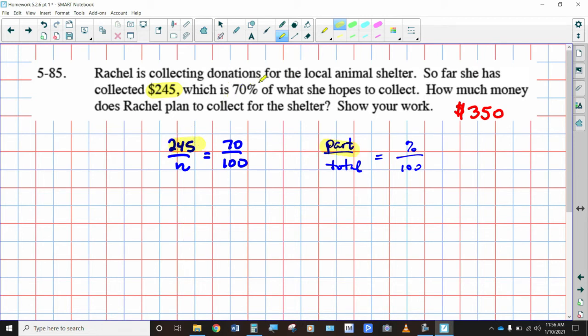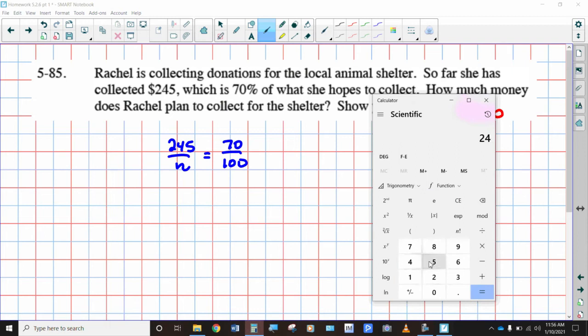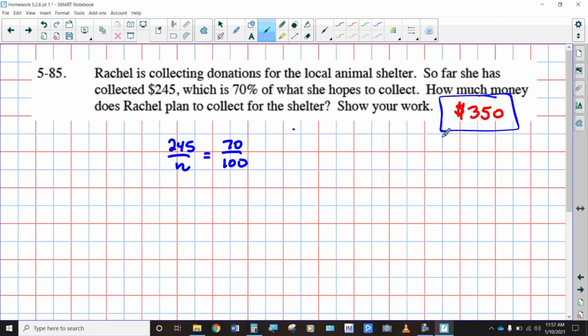And then the percent is always very simple. The percent always goes above the 100. So now that we've got our percent proportion set up, now we can solve it. And if you can find a giant one, what would you multiply times 70 to give you 245? You can do that. 245 divided by 70 is 3.5. So when you multiply 100 times 3.5, that's going to give you your answer.